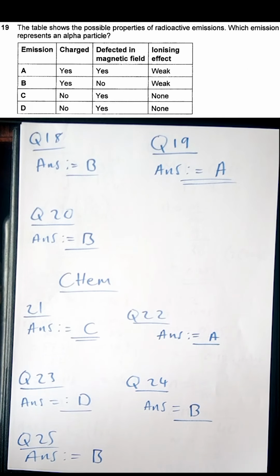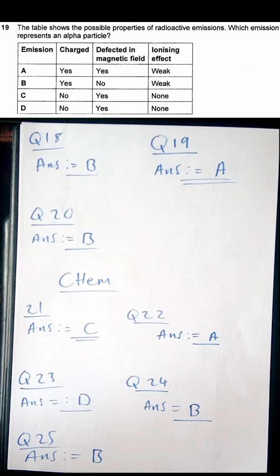Question number 19. The table shows the possible properties of radioactive emission. Which emission represents an alpha particle? So the emission that represents an alpha particle is A. An alpha particle is positively charged. An alpha particle is deflected in a magnetic field, yes. And the ionization effect there is just okay. So question number 19, the answer is A.